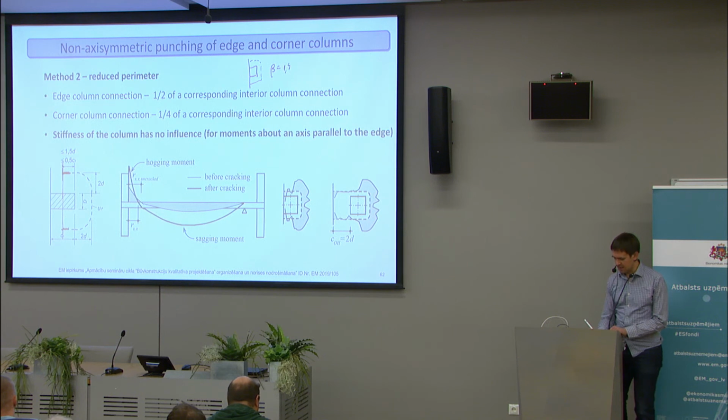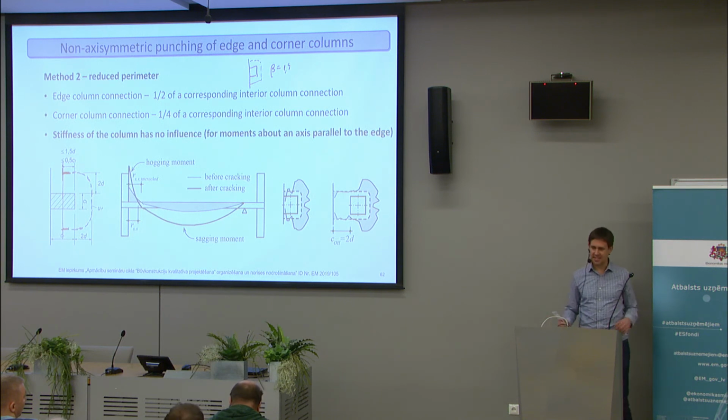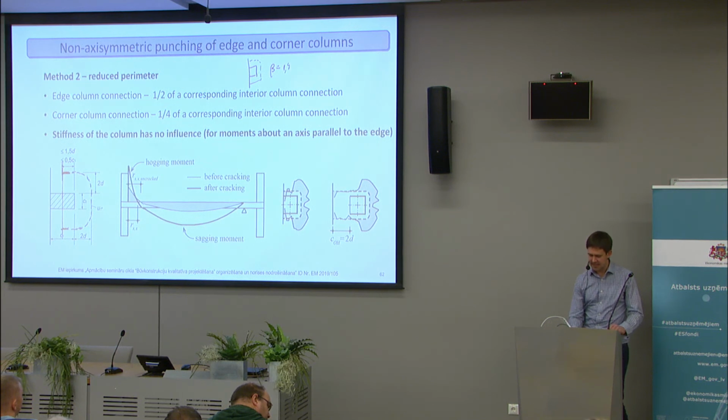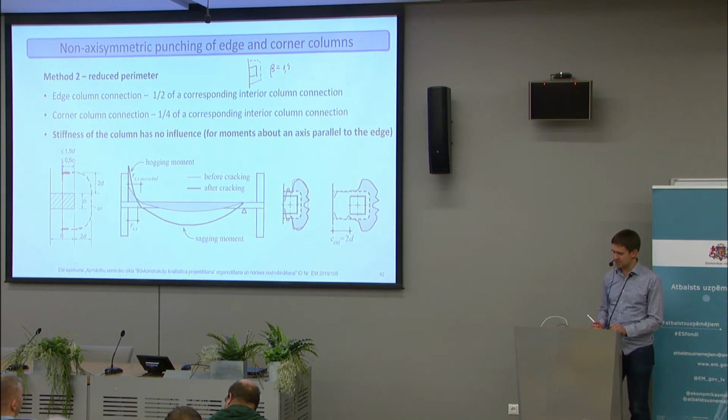Now I tried to find out whether this approach makes sense physically or mechanically. And I could see that if I do this nonlinear analysis, I can get the distribution of shear force like this along the control perimeter. So it does distribute it quite uniformly.